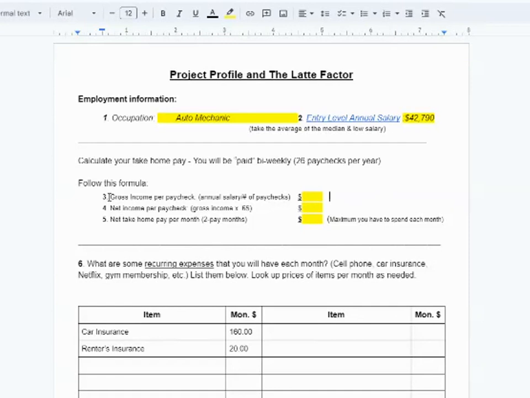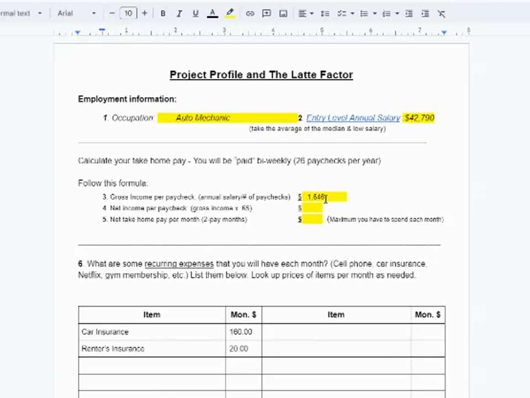So the first formula is your gross income per paycheck, which is taking your salary, which in this case is $42,790, and dividing it by 26, which is the number of paychecks. So $42,790 divided by 26 is $1,645 and change. I'm going to round it up to $1,646. I highly recommend you just round it up, get a whole dollar amount. It's much easier. So that's your gross. That is the total. But remember, you have to pay taxes. We're going to take out a retirement plan, and we're going to take out health benefits.